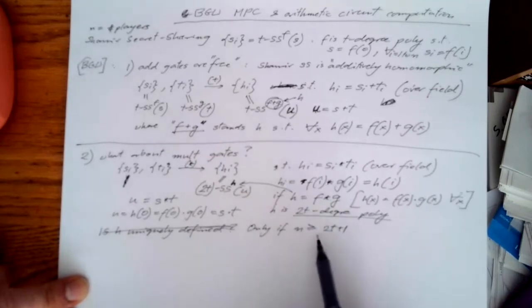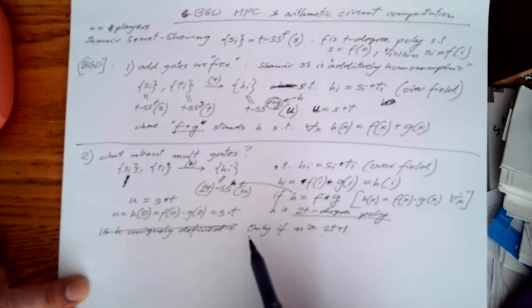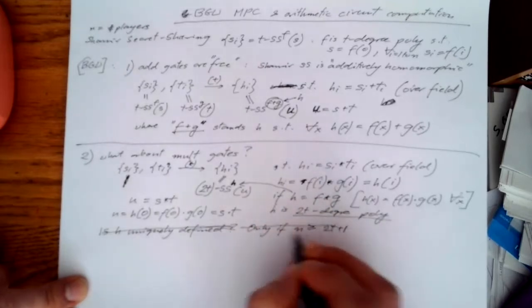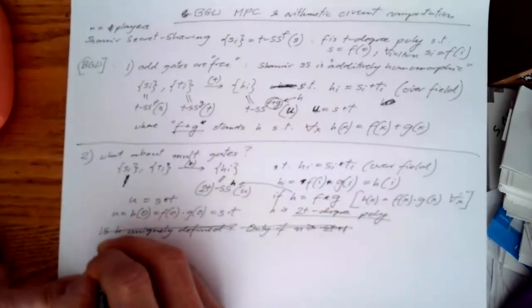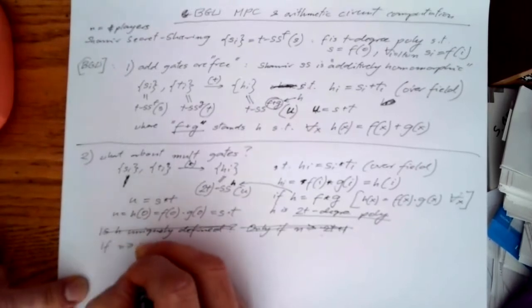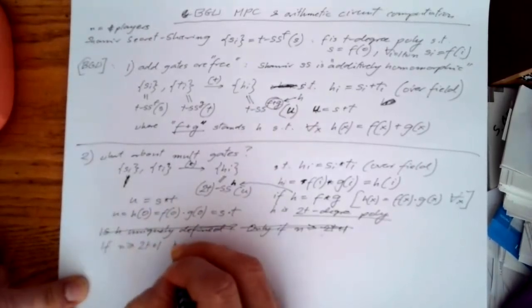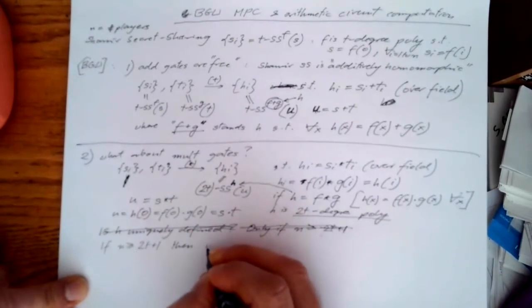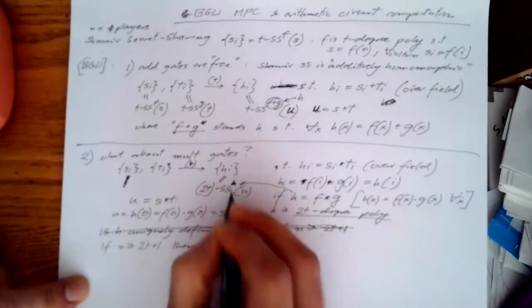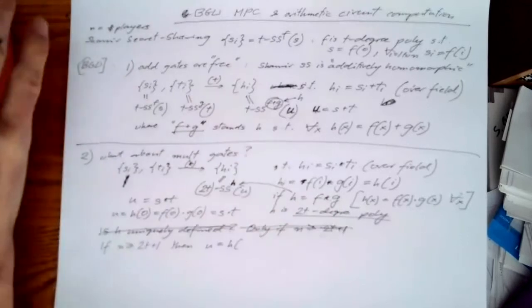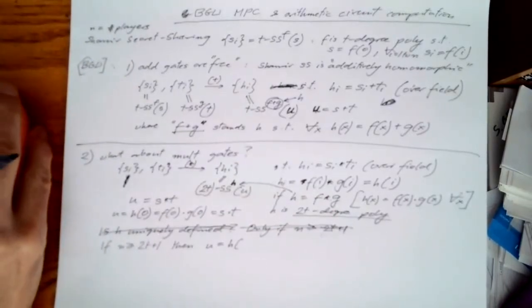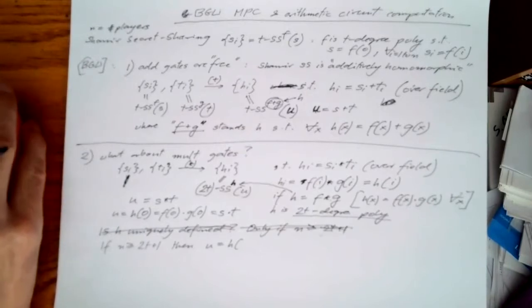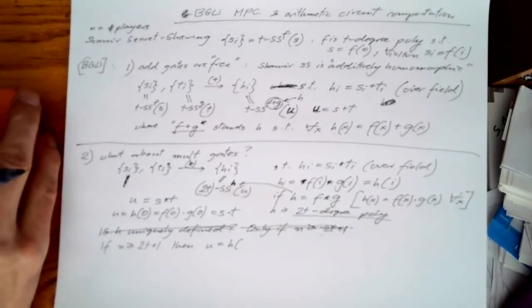So what do I need 2t plus 1 players for? What I need them for is that if n is at least 2t plus 1, then u, which is the value shared by h, sorry.